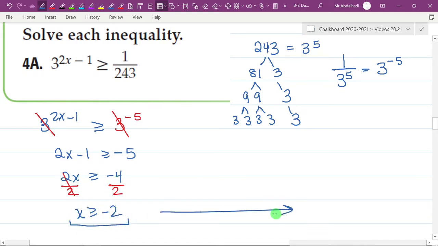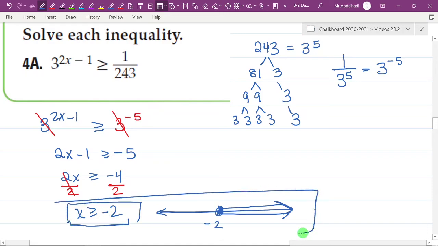Let's do it graphically as well. Okay, this is going to be negative 2, and it's going to be all the numbers that are equal to and greater than, so closed circle, shade to the right. A little bit of number line practice with all the inequalities here. There you go. And those are your answers right there.